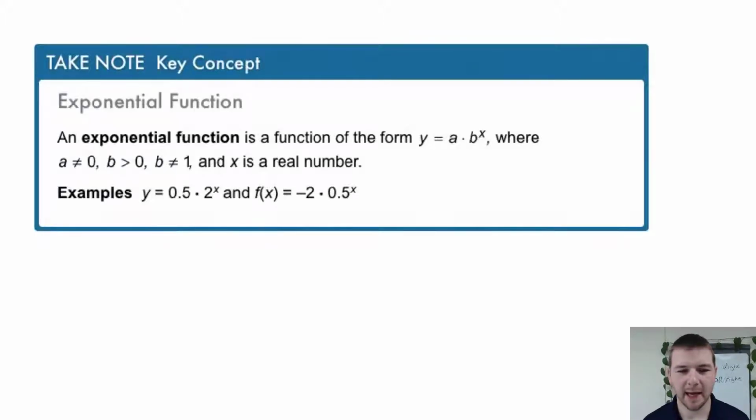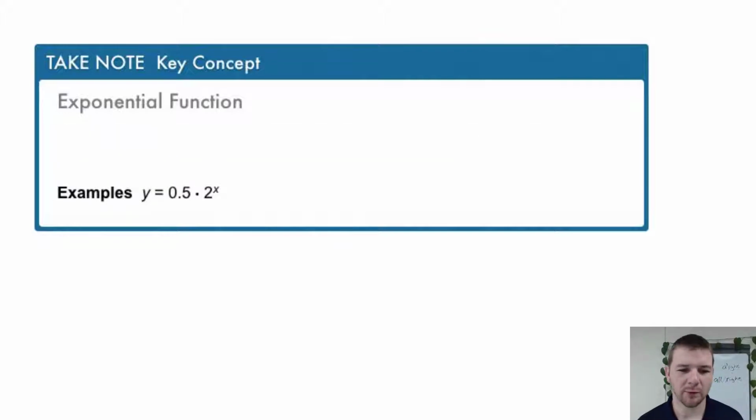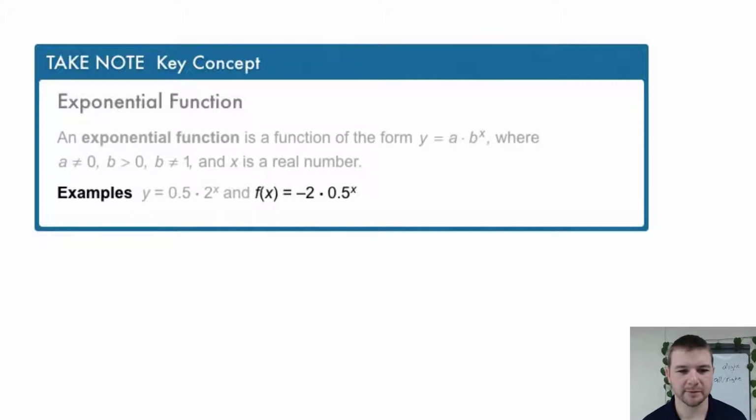Key concept, exponential function. An exponential function is a function of the form y equals a times b to the x power, where a does not equal 0, b is greater than 0, b does not equal 1, and x is a real number. An example, y equals 0.5 times 2 to the x power. Another example, f of x equals negative 2 times 0.5 raised to the x power.